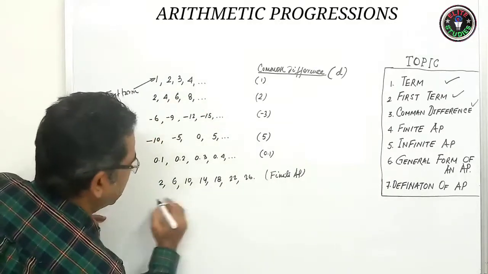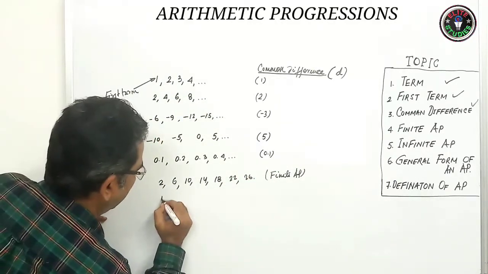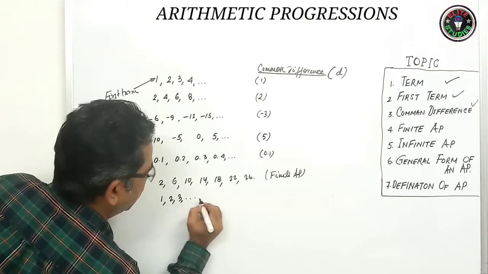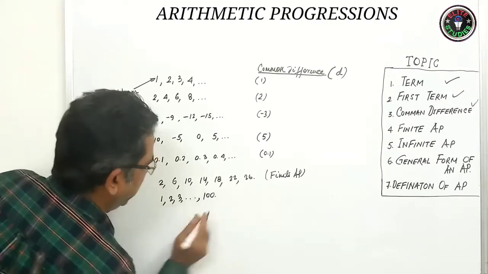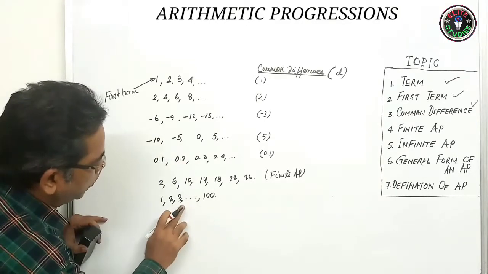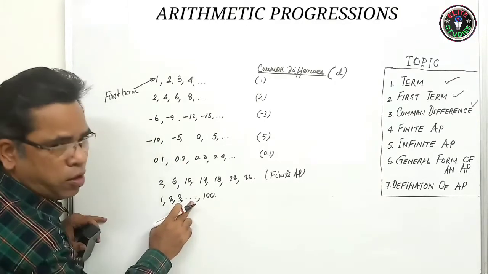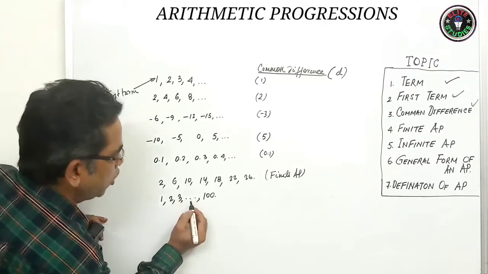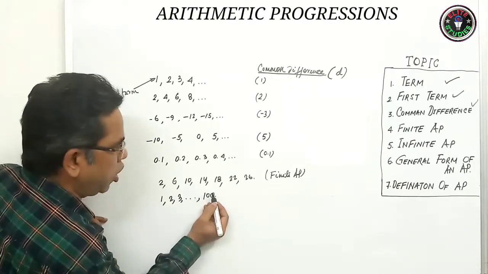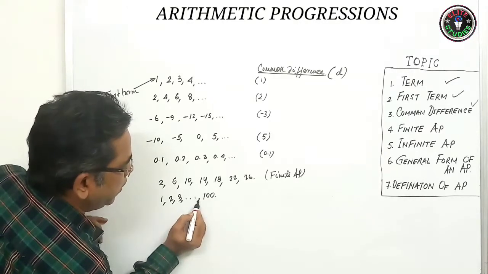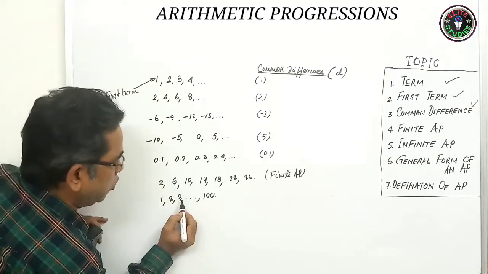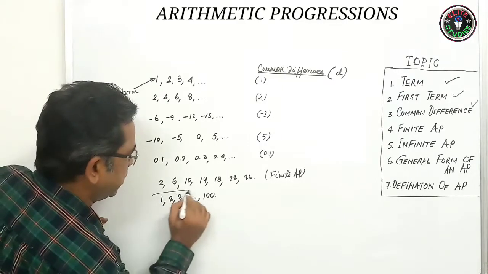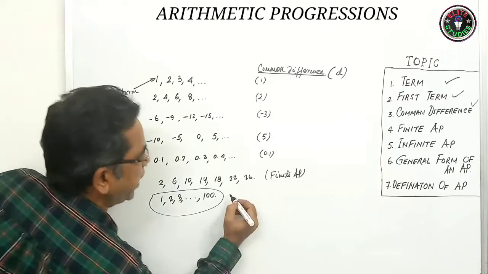But suppose I want to write 1 to 100: 1, 2, 3, and so on up to 100. Now you see how to write this. You have to use a comma and only 3 dots. This is the convention of writing. You should not put 2 dots, or 4 dots, or forget to put the comma. So comma here, 3 dots, comma here, again 100. This is actually a finite AP.